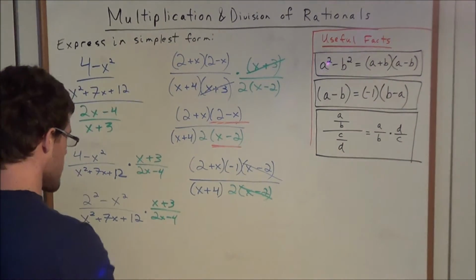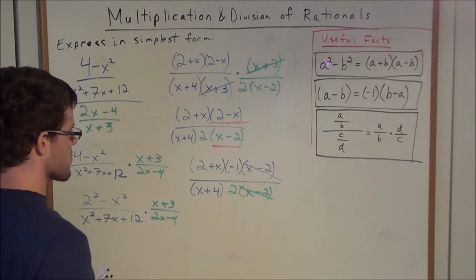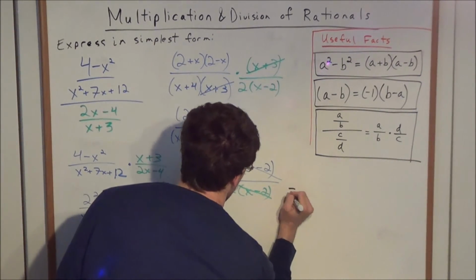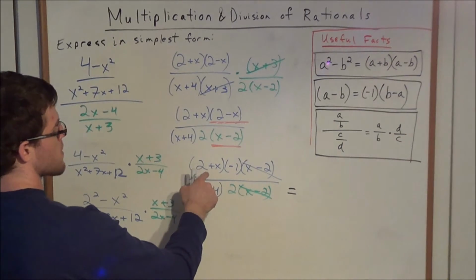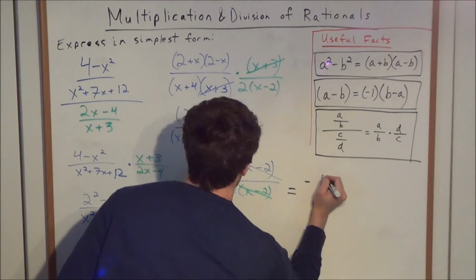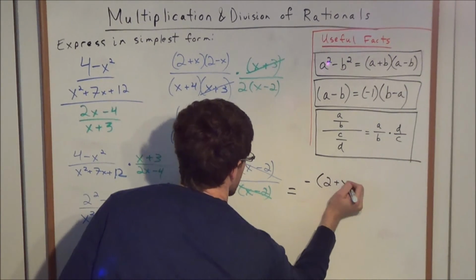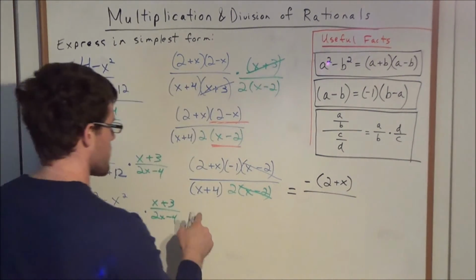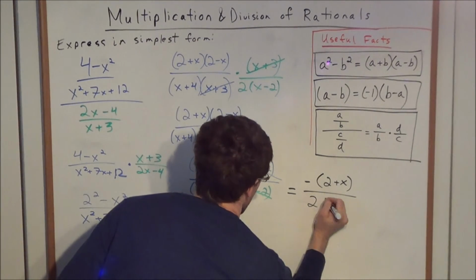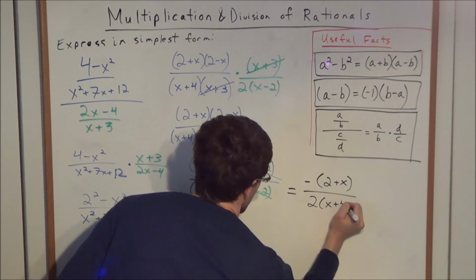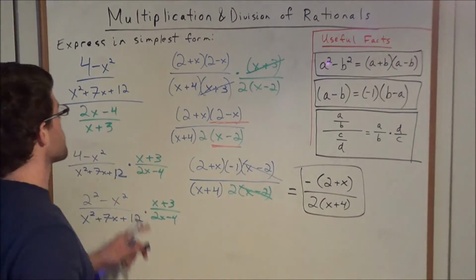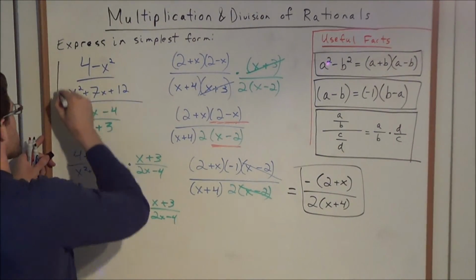So now at this stage we could just write our final solution to this problem. And we're going to have that this is all equal to, instead of (2 plus x) times minus 1, we could just call this minus (2 plus x) divided by 2 times (x plus 4). So we have 2 times (x plus 4). And this is going to be our final answer to the problem. Simplify this expression here.